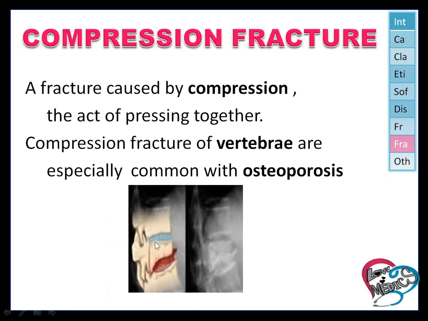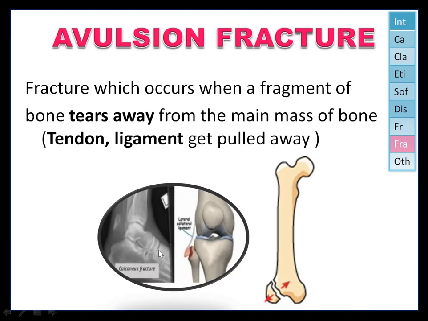Compression fracture: the fracture caused by compression, the act of pressing together. So this bone is going to fracture, right? So it is the compression fracture. Compression fractures of the vertebrae are especially common in people with osteoporosis. Avulsion fracture: the fracture which occurs when a fragment of bone tears away from the main mass of bone. How does it happen? Normally, ligaments and muscle tendons are attached to the bone, right? If any severe contraction in the muscle or movement in the ligament pulls the bone, then it is going to fracture. That is the avulsion fracture.